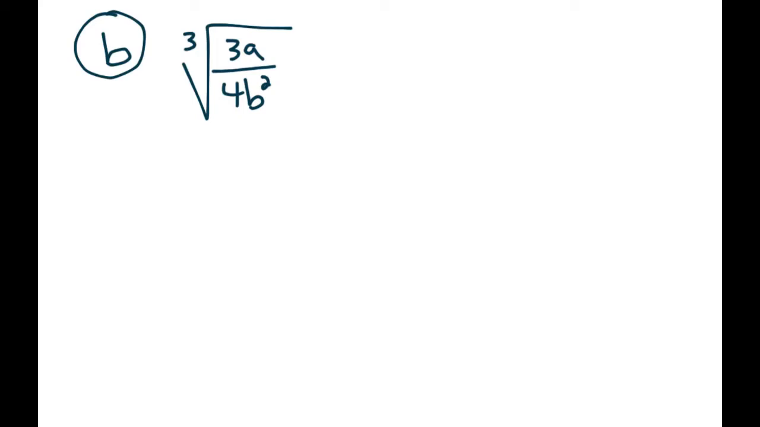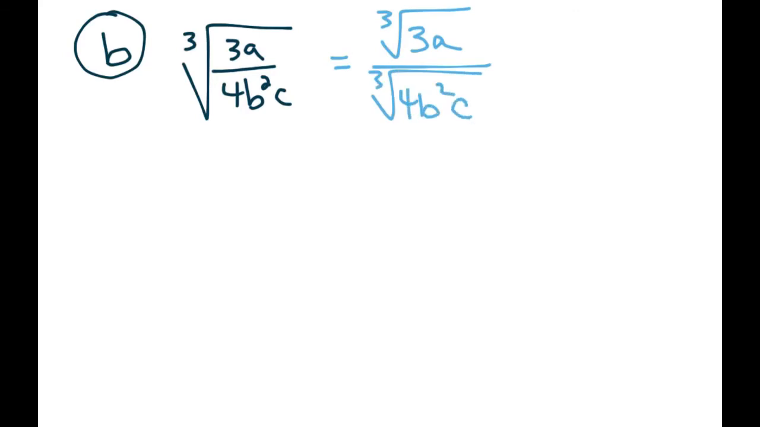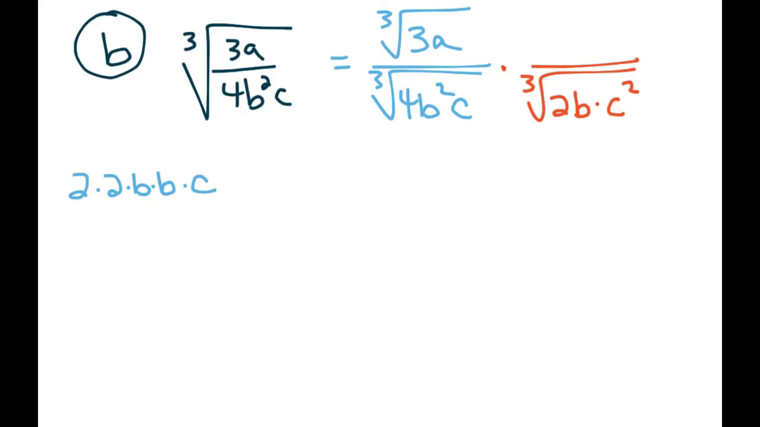Let's try this again. I want to simplify the cube root of 3a over 4b squared c. First of all, nothing simplifies, no exponents, no bases. So I'm going to rewrite this as the cube root of 3a over the cube root of 4b squared c. Now, 4b squared c is 2 times 2 times b times b times c. In order to get rid of a cube root, I need 3 of each of them, which means that in order to get rid of the denominator, I need another 2, I need another b, and I need 2 c's.